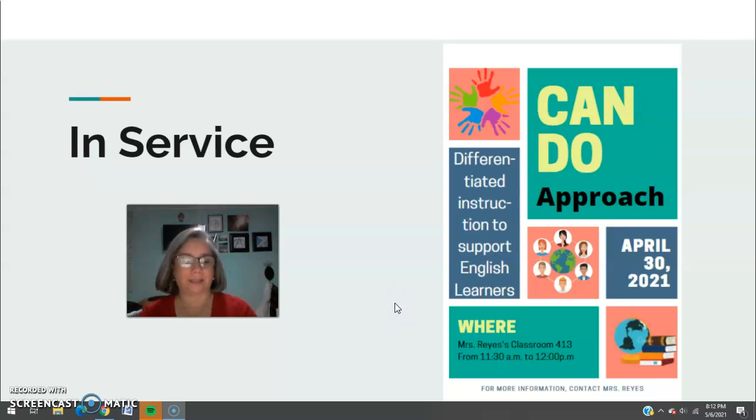Hello, my name is Teresita Reyes, and this is a flyer that I use for my in-service that I gave to teachers in my building who take the newcomers after they are exited from the newcomer program. As you can see, I introduce a can-do approach as a differentiated instruction to support English learners.